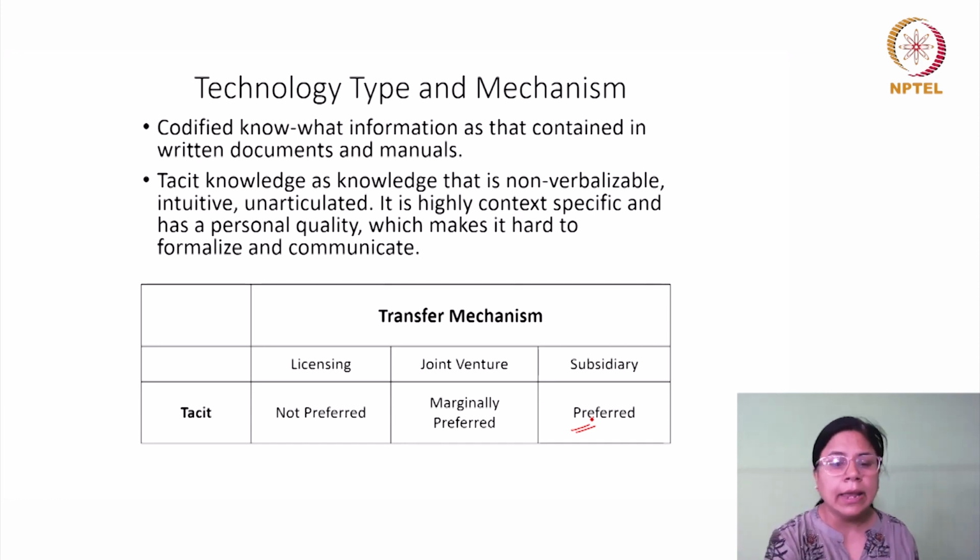On the other hand, if the tacit knowledge is less, then licensing would be preferred. A joint venture would be marginally preferred, because it may require that you would have to transfer it as such. So if the knowledge is more codified, that means there are proper written documents and manuals available, clearly licensing would be an easier choice to go forward.